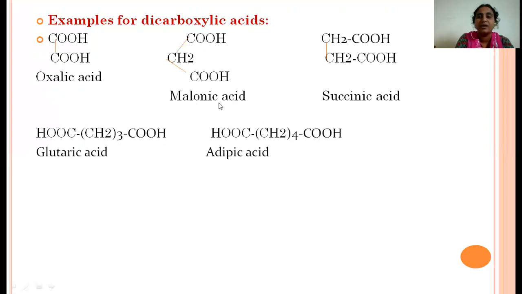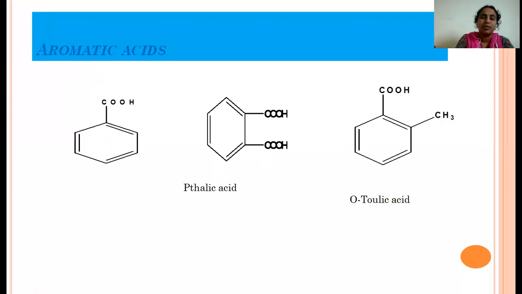The short form for remembering these names: first is oxalic acid, so O, the second is M, third is S, fourth is G, fifth is A. So the short form to remember all these dicarboxylic acid names: O for oh, M for my, S for such, G for good, A for apples. Generally, we can remember it as "oh my such good apples." That means O for oxalic acid, M for malonic acid, S for succinic acid, G for glutaric acid, and A for adipic acid. So these are all examples for the dicarboxylic acids.